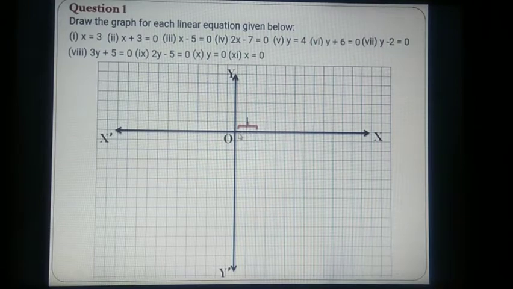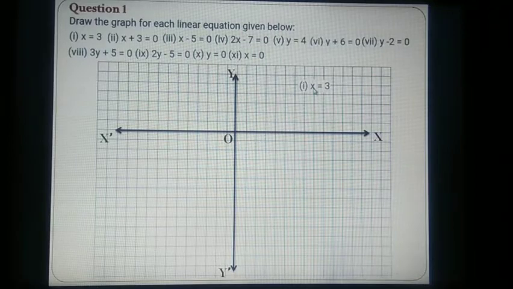That means from here to here, 1 box is counted as half. So remember, 2 boxes are counted as 1 and 1 box is counted as 0.5, or half. With that, we'll see the first problem, that is x equals 3.